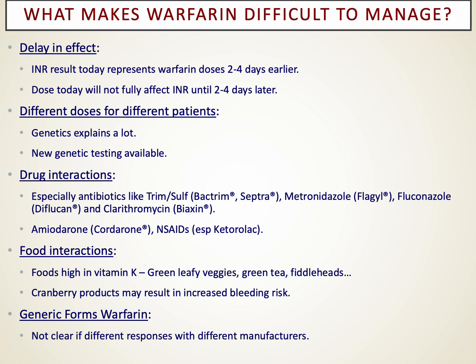So what is it that makes Coumadin or warfarin a difficult drug to use? The delay in onset of effect. So the INR we get today reflects doses we gave a few days ago. The dose we give today won't have its effect until a couple of days from now. We also see that there are different doses for different patients. It's genetic variation primarily that we see. There are lots of drug interactions that are a problem. There are food interactions, and there are generic forms. So any one of these variables in and of itself can be a problem.